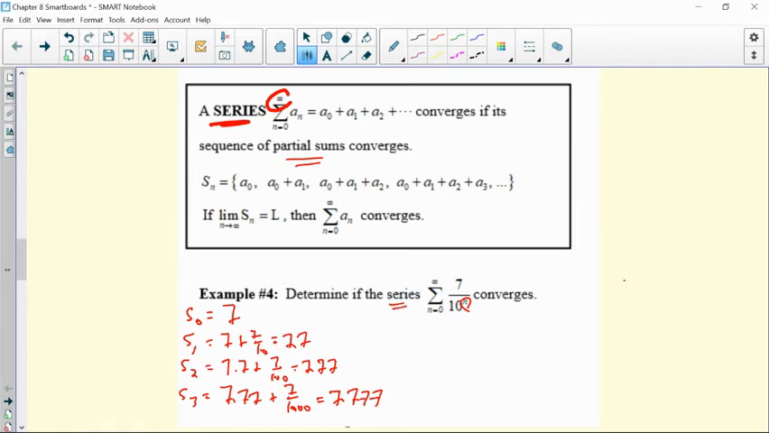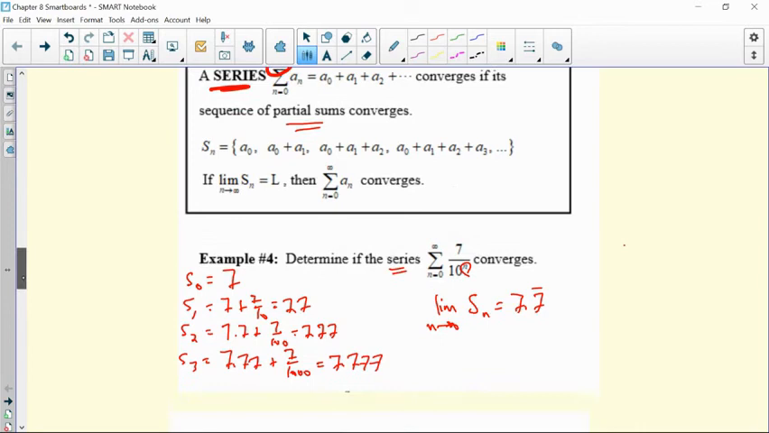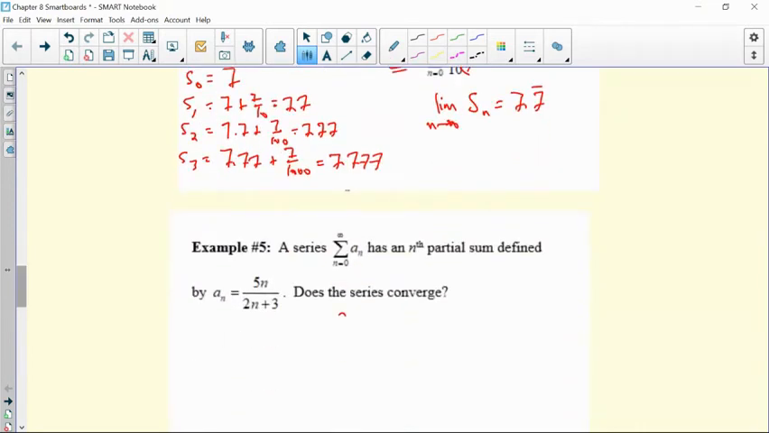And so the series, again, that means the summation of those values, right? It doesn't mean the terms themselves. It means the sum of them. And so I would say it converges because the limit as n goes to infinity of our partial sums is equal to 7.7 repeating. So since the partial sums converge, I know that the series will converge. And actually, it's a geometric series, so we should have been able to add that up anyway.